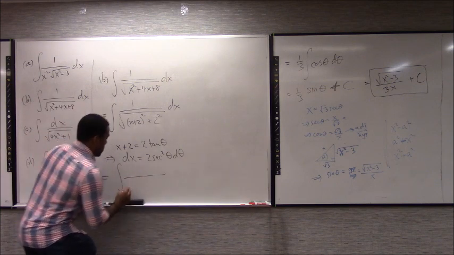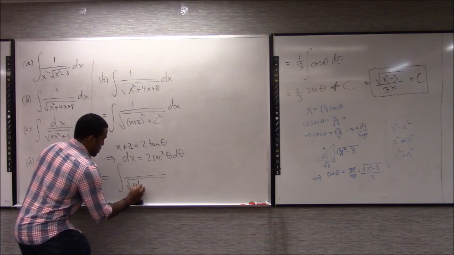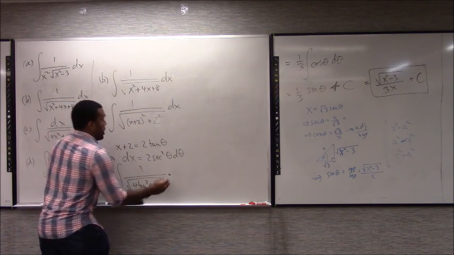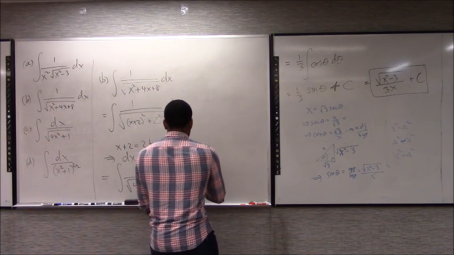So in the denominator we have 4 tangent squared plus 4, and for the dx we have 2 secant squared theta d theta.